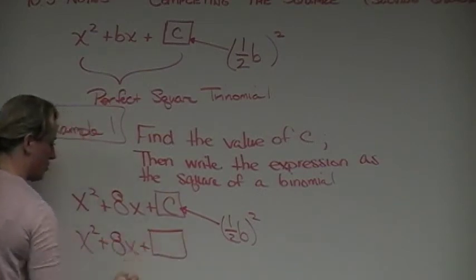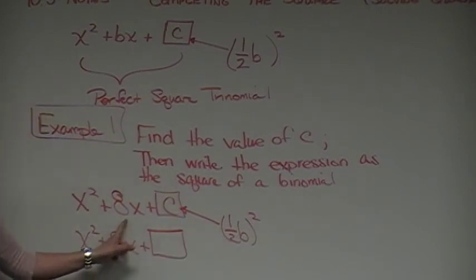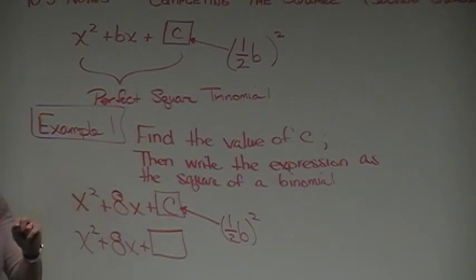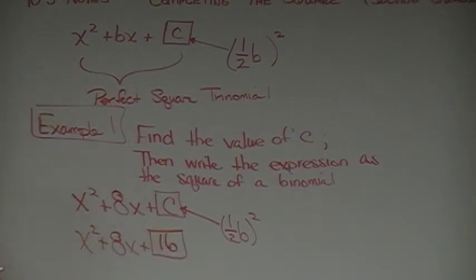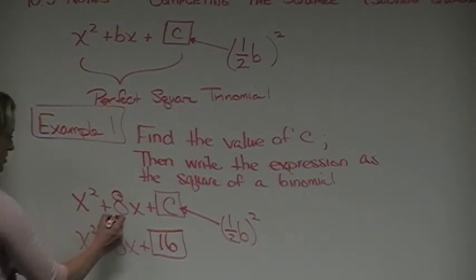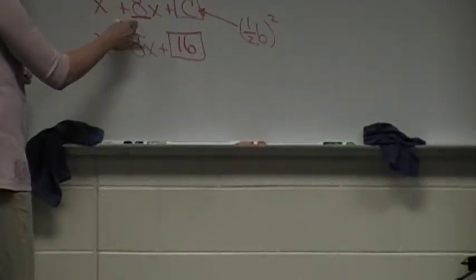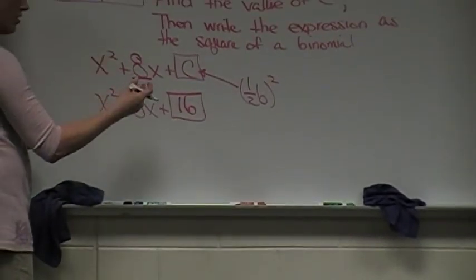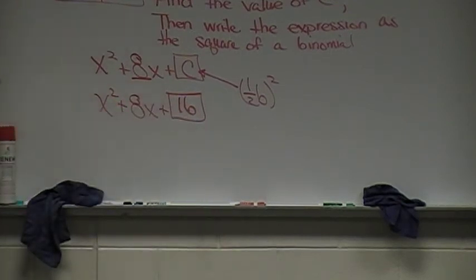Let's figure out what is going to go here. Tell me this. What's half of 8? 4. Now square 4. 16. Okay. So I've just found c. Everybody see what I did? All I did was take half of that number and square it. Half of 8 is 4. 4 squared is 16. That's what goes in there for c. We've now found what c was.